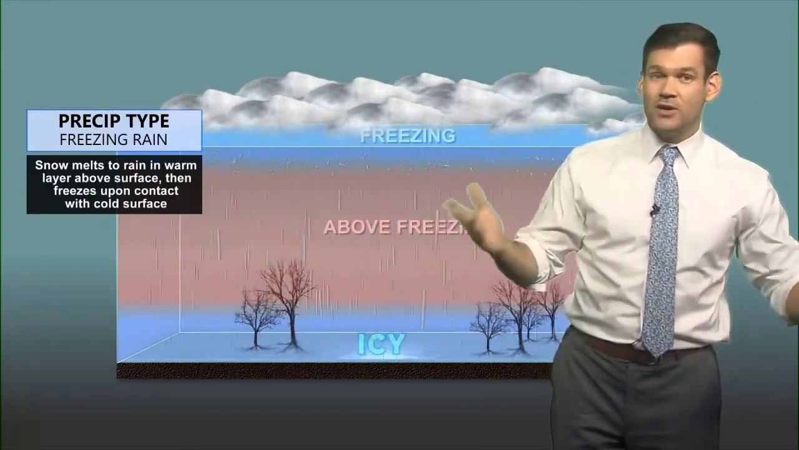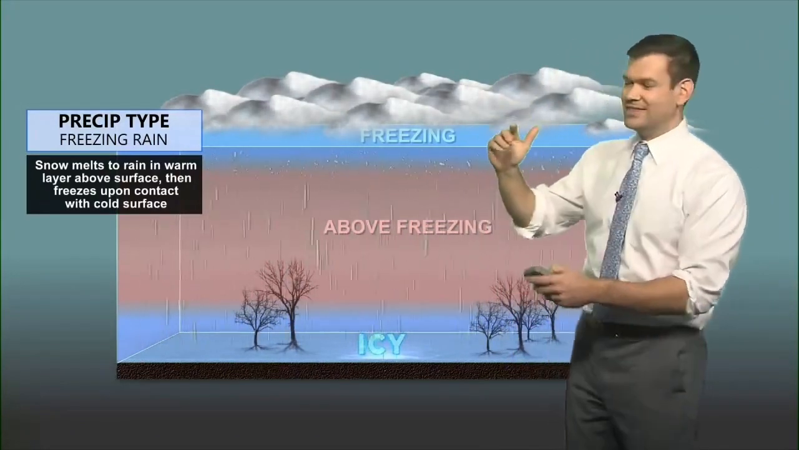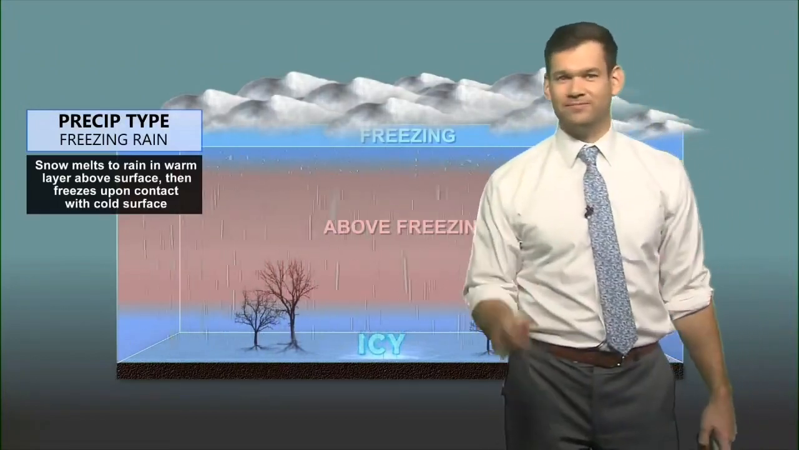So now you understand it doesn't matter what your temperature is at the surface, it matters your atmospheric profile, and that you'll get all sorts of different types of winter weather. That's how it works.